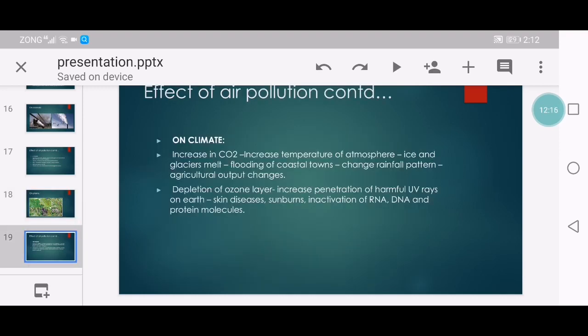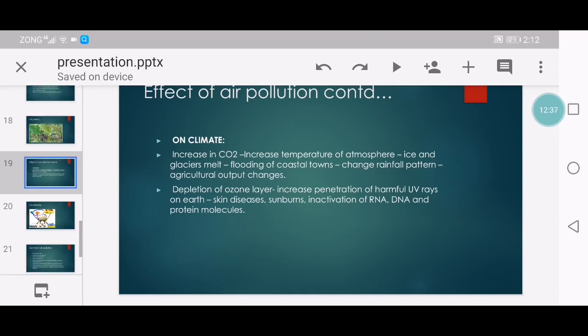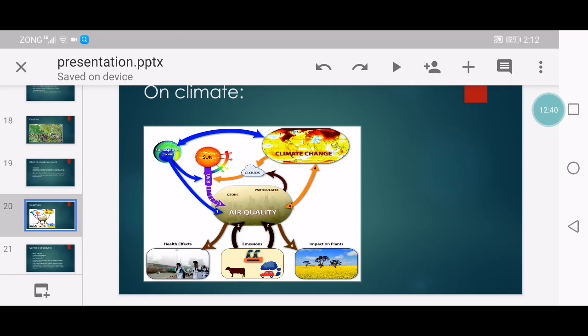Then the effect of air pollution on our climate. How our climate changes due to air pollution. Increase in ground level ozone in many regions. Emission of pollutants into the air can result in changes to the climate. Like here we can see the ozone in the atmosphere warms the climate, and different particulate matter can have either a warming or cooling effect on the climate.